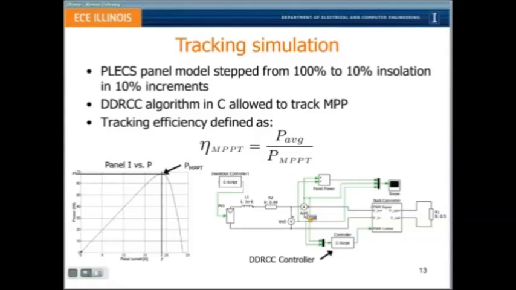So the tracking simulation is basically stepping the insulation on the simulated panel module from 100% down to 10% in 10% increments, then allowing this separate C script to track the maximum power point of the panel and to run the buck converter correspondingly. We define efficiency as the ratio of the average power that we extract from the panel to the maximum power that can be extracted from the model at that insulation level. These values were obtained separately, finding this peak for each level of insulation on our simulated panel, taking that measurement on the outside of our parasitics.